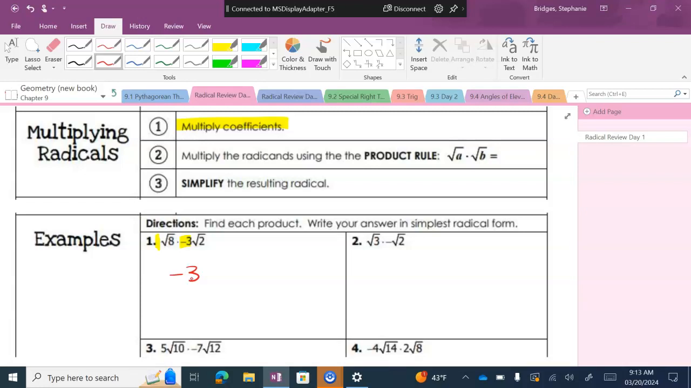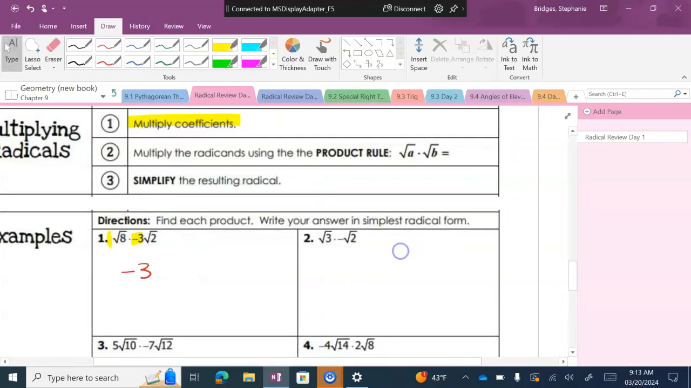Then step 2 says to multiply the radicands using the product rule. What that product rule says is if I have the square root of A times the square root of B, then I can do the square root of A times B. Okay, all under one radical. So then what numbers are under my radicals here? 8 and 2. Okay, so I'm going to keep the square root. What is 8 times 2? 16.